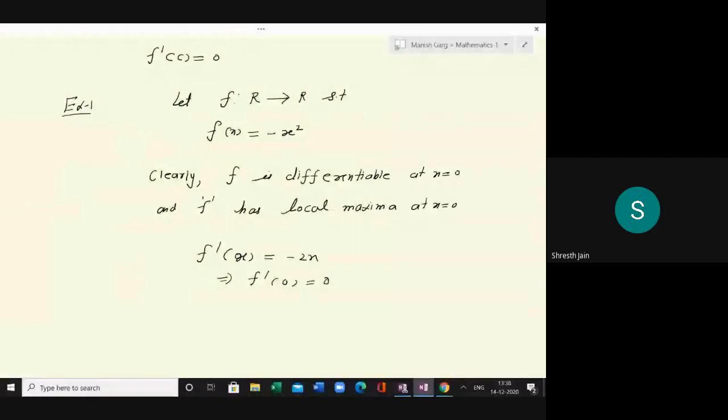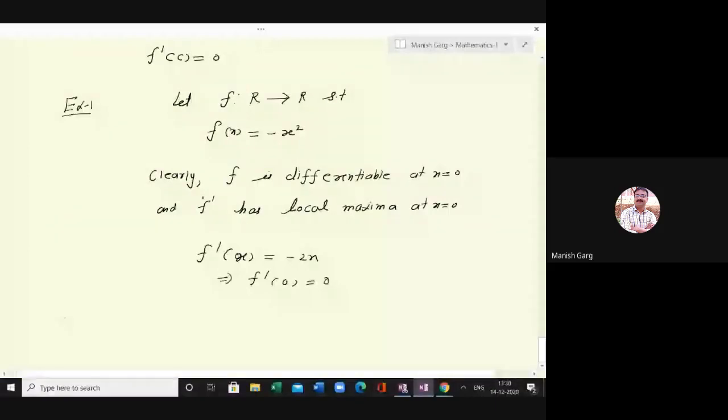Now, but why is differentiability necessary? Like in the example, y equals mod x. Wait. If you are not checking differentiability, then how will you differentiate f dash x?